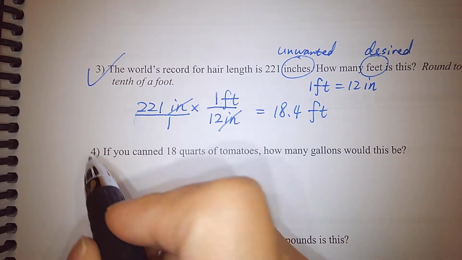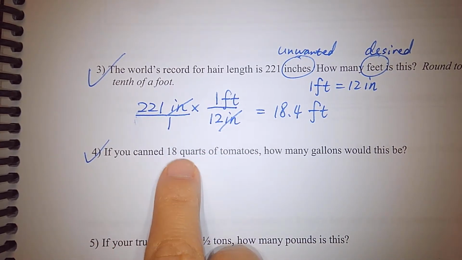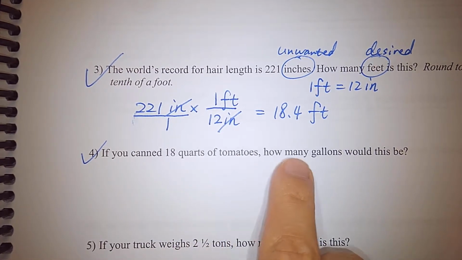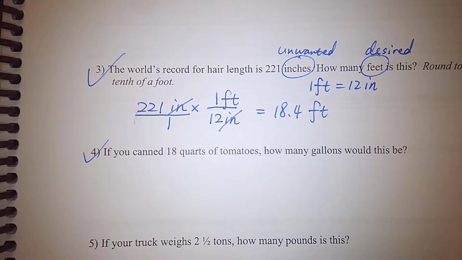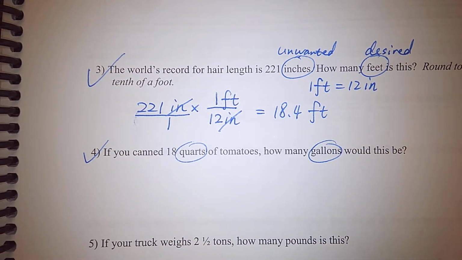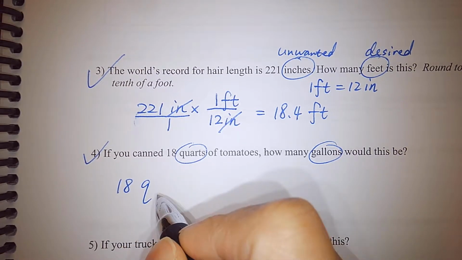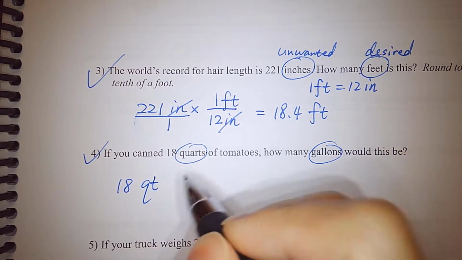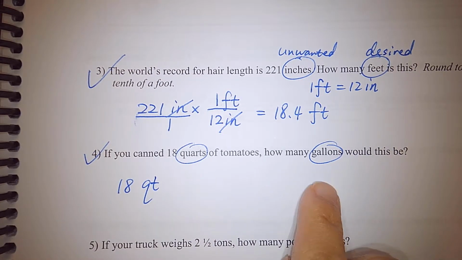Let's try one more. Question 4. If you can 18 quarts of tomatoes, how many gallons would this be? What are the 2 units? Quarts and gallons, right? So when we want to convert 18 quart, for quart we use QT for short. Convert 18 quart to gallon.